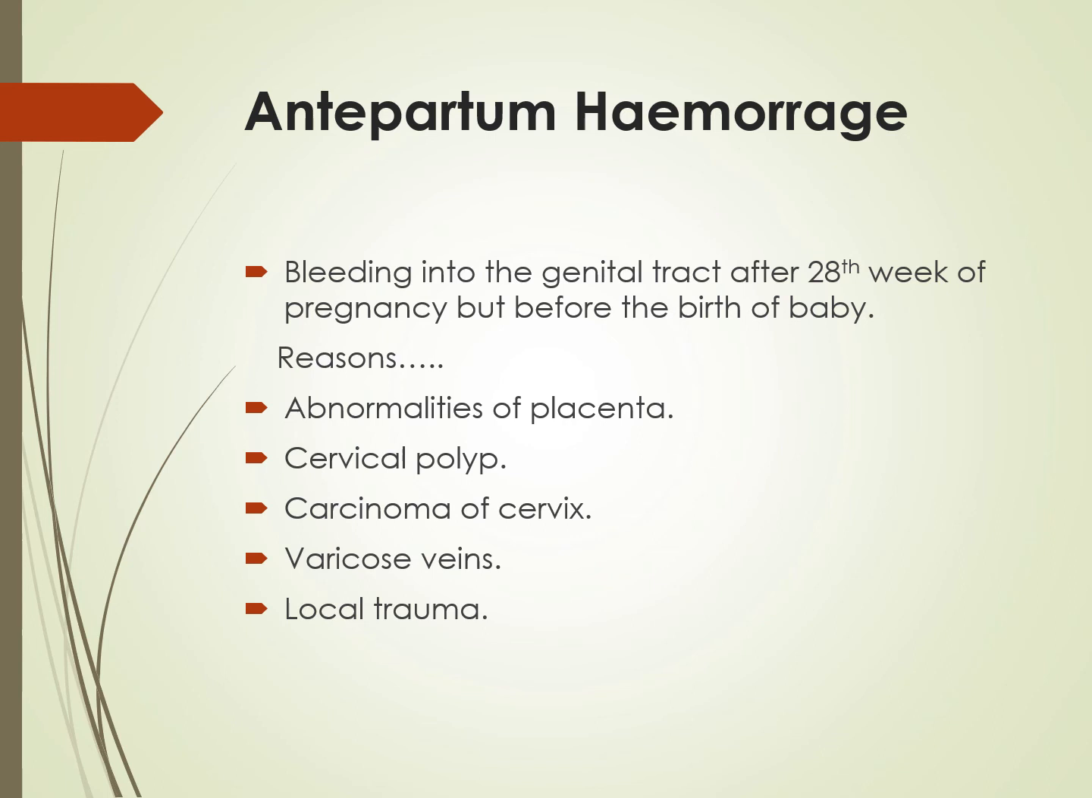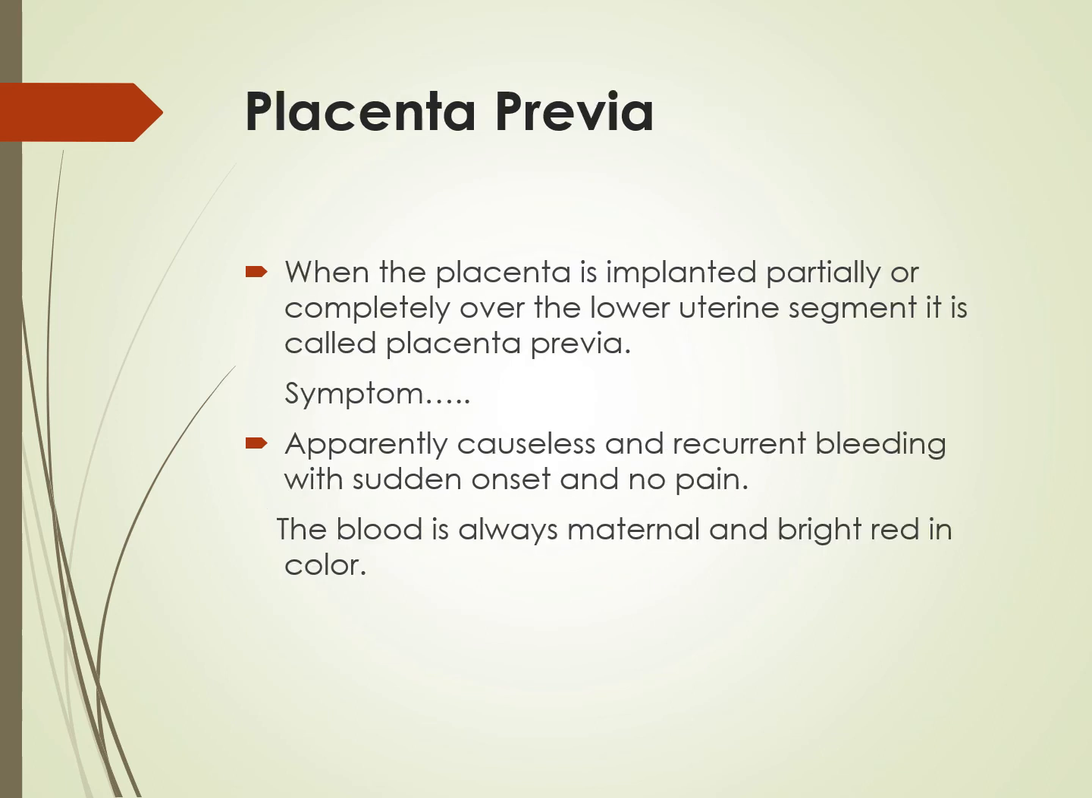But most importantly, one reason is to be considered important, and that is abnormalities of the placenta. Because of some abnormalities in the placenta, it can lead to bleeding in the genital tract. And the most common abnormality of the placenta is placenta previa.